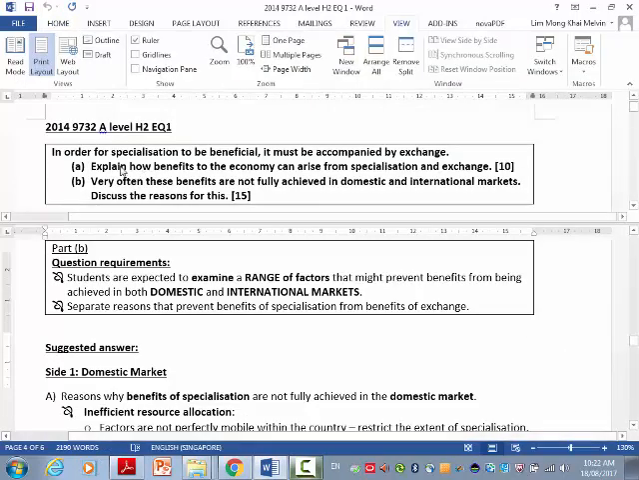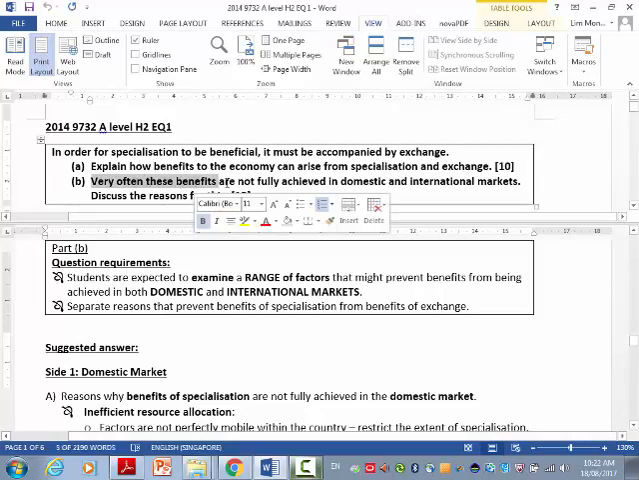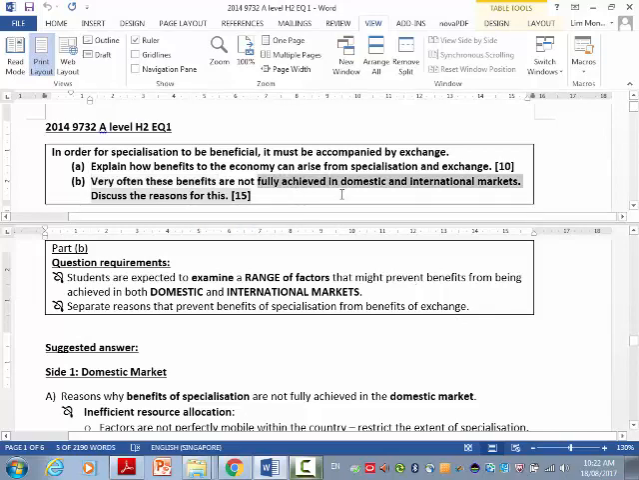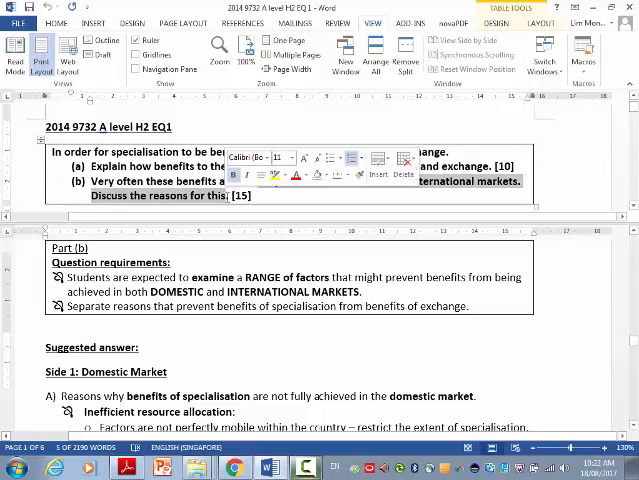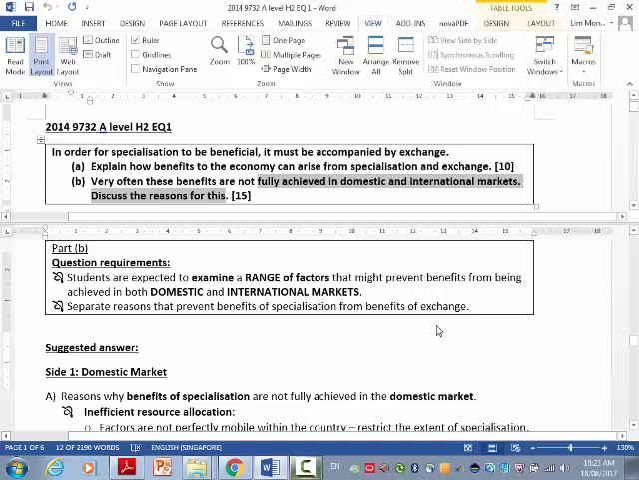All right, question B here. It asks us, very often, these benefits that we illustrated in part A are not fully achieved in domestic and international market. Explain reasons for this. So why is it that sometimes the benefits that we supposedly can see through trade and specialization are not seen in domestic and international market? So what do you think is a key reason why benefits are not seen?